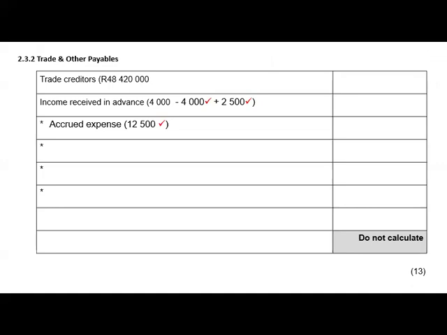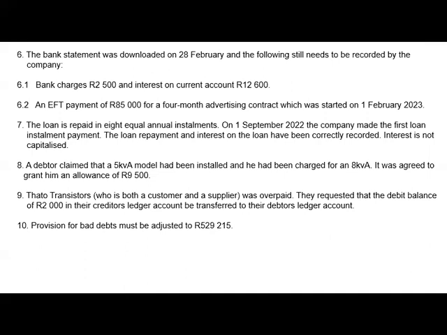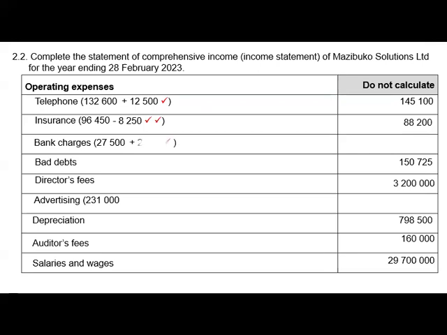All right, let's move on. On to the next one. As Swiss beats always say, it says the bank statement was downloaded on the 28th of February and the following still needs to be recorded by the company. So we have bank charges of 2,500. Guys, I deal with things as they go. I will stop right there. Bank charges. So this was in the bank statement, so we didn't know about it. So we're going to take the 2,500 and subtract it from bank, but we will add it to our bank charges in the statement of profit or loss because we just received bank charges.